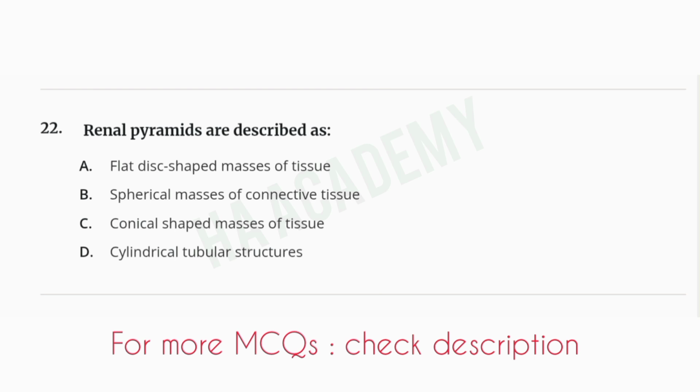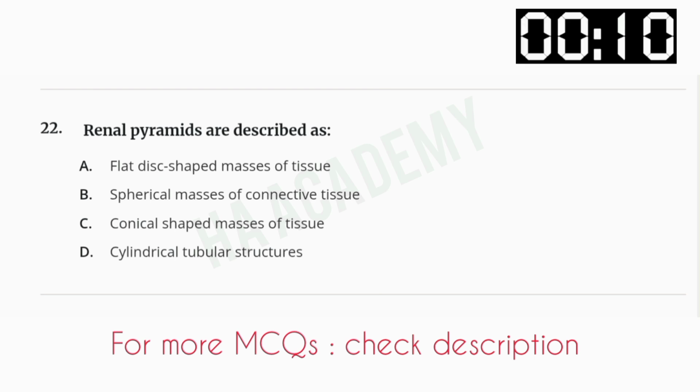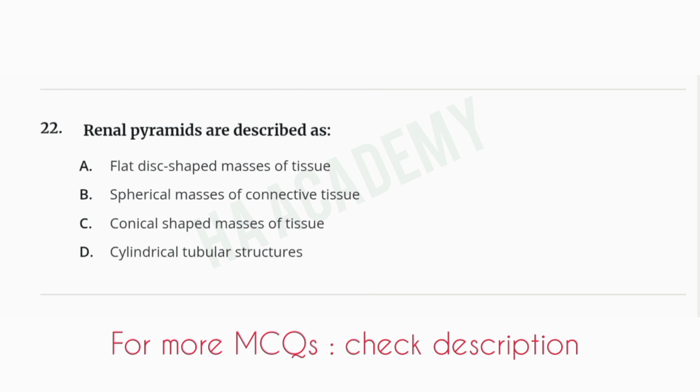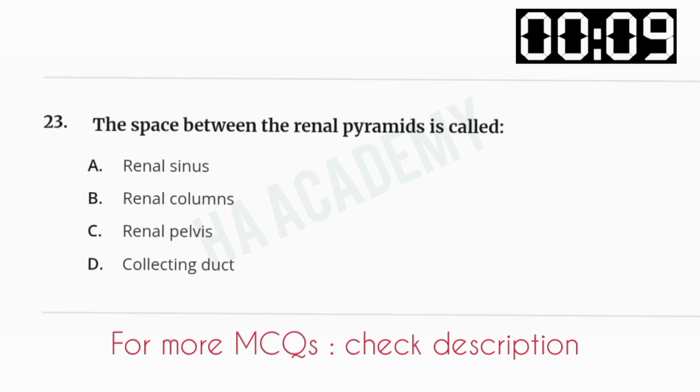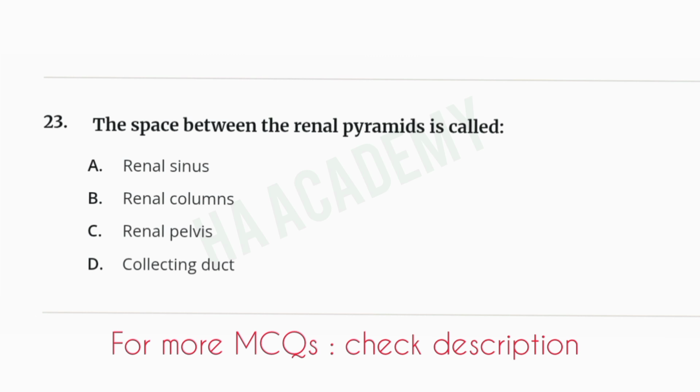Renal pyramids are described as the conical shaped masses of tissues. The space between the renal pyramids is called... The correct answer is renal columns.